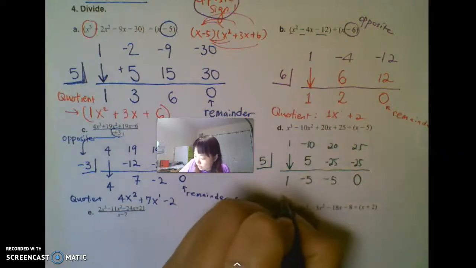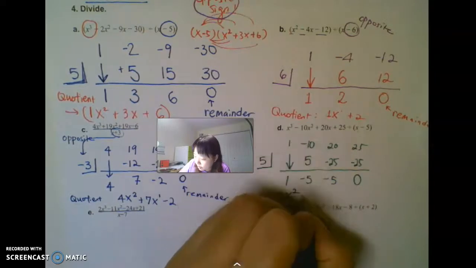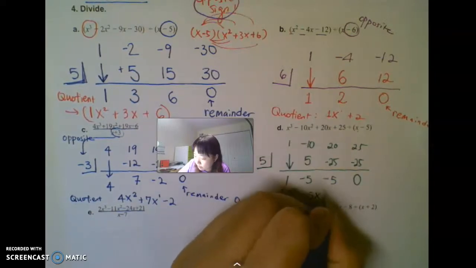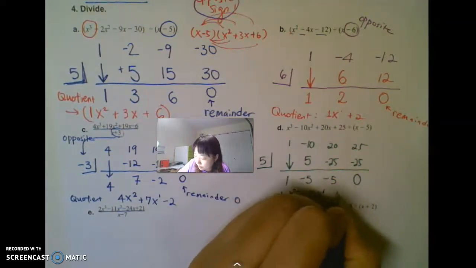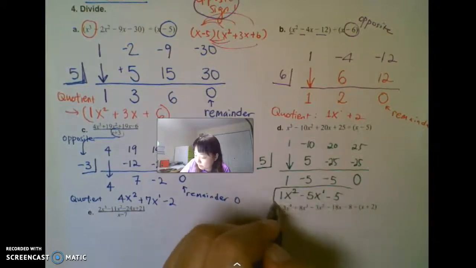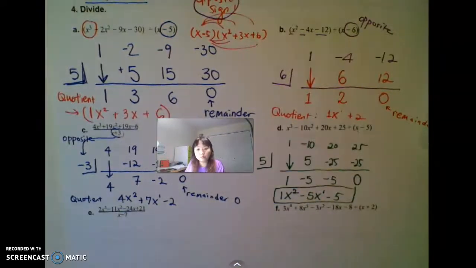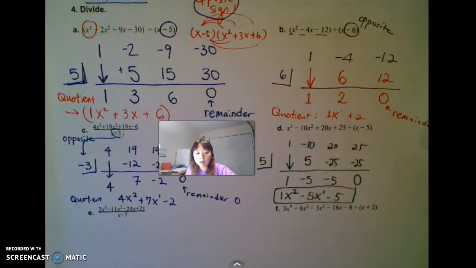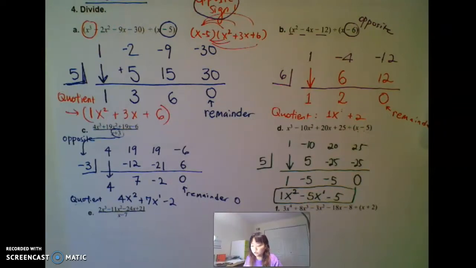So we get 1x to the second power minus 5x to the first power, and then minus 5. There you go. So that's the answer part. When you divide it, that's what we get. Let's try one more. Okay, I really want to do at least one more here.